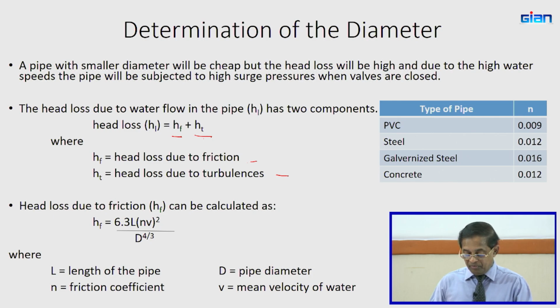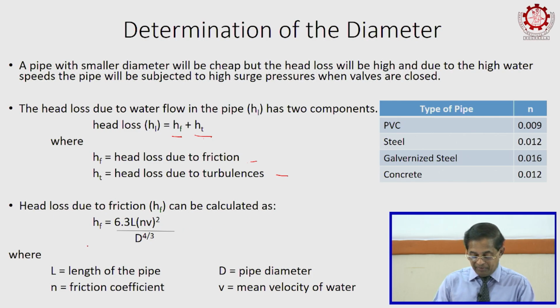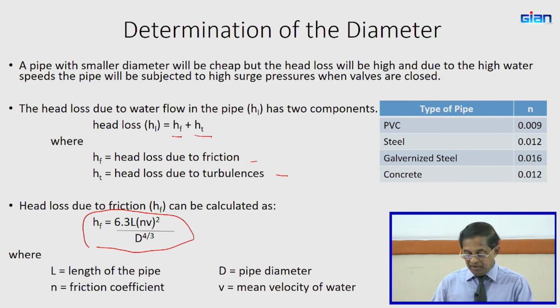Head loss due to friction can be calculated using this formula. This is from hydraulic engineering: 6.3 × L × N V squared over D, where N is the friction coefficient of the surface, V is the mean water speed, and capital D is the diameter of the pipe. So, this will be the frictional head loss, or head loss due to friction.